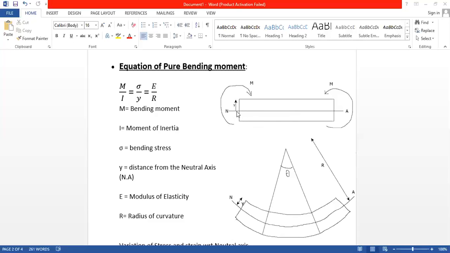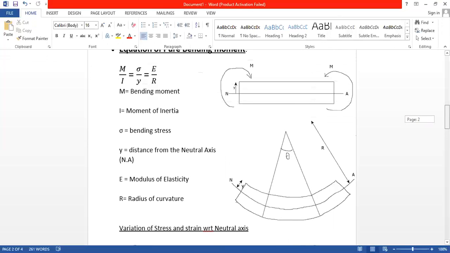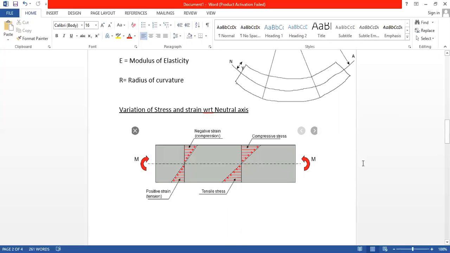And y is nothing but the distance between the location of the neutral axis and the top edge or the bottom edge of the beam. In this respect, we can see the variation of stress and strain with respect to the neutral axis along the depth of the beam. I have already downloaded and attached a picture which is a graphical representation of the variation of compressive stresses and tensile stresses along the depth of the beam.